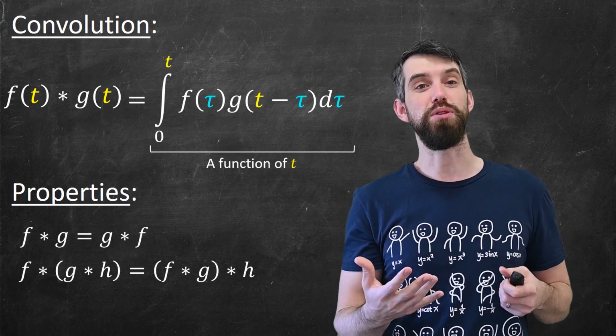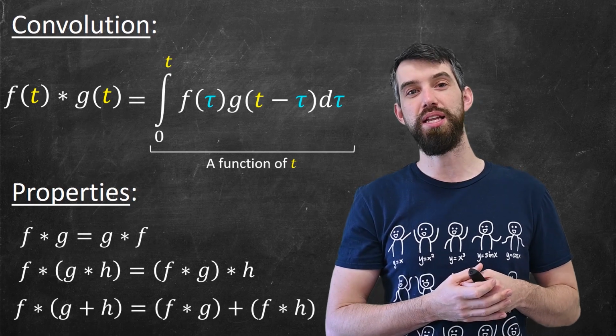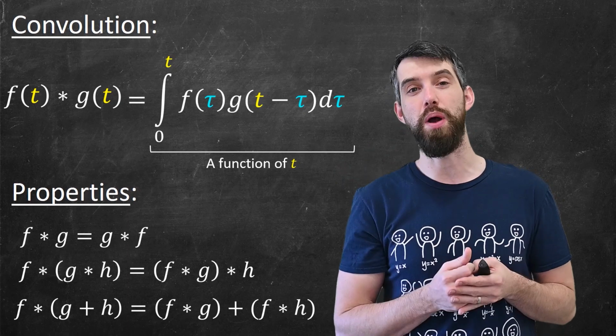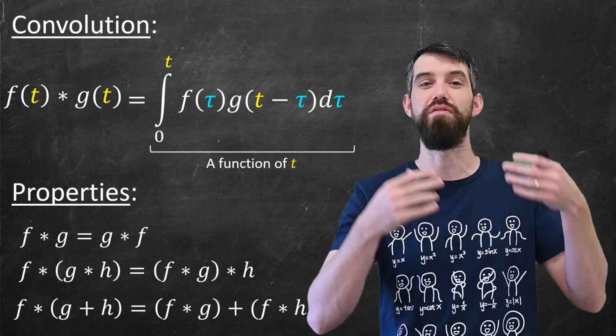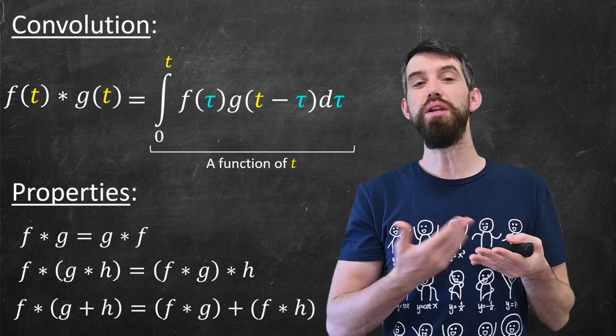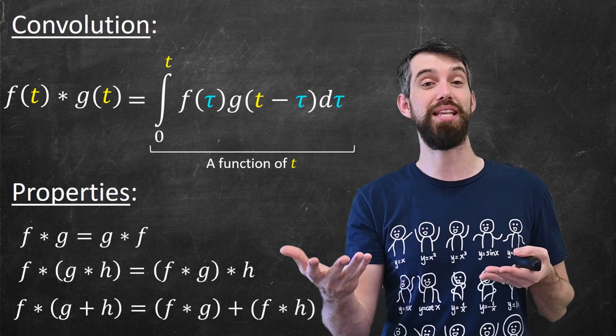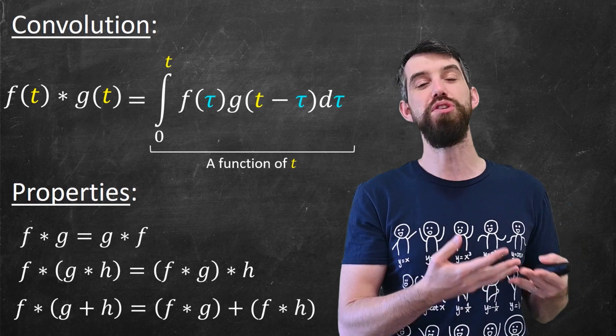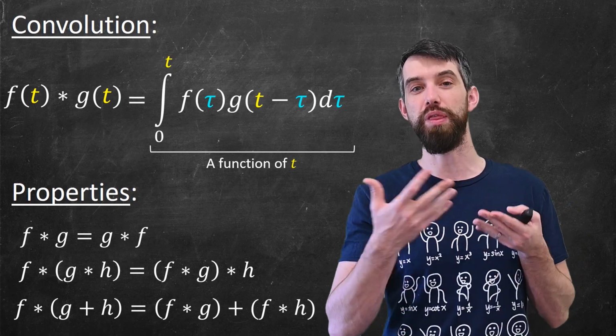And then finally, we also have a distributivity property, which is that convolutions and normal addition of functions also play well together. So if you take the convolution of the sum of two things, you can distribute the convolution, as they say, over the addition of functions, and you get the convolution of f with g, and then you just add to that the convolution of f with h.